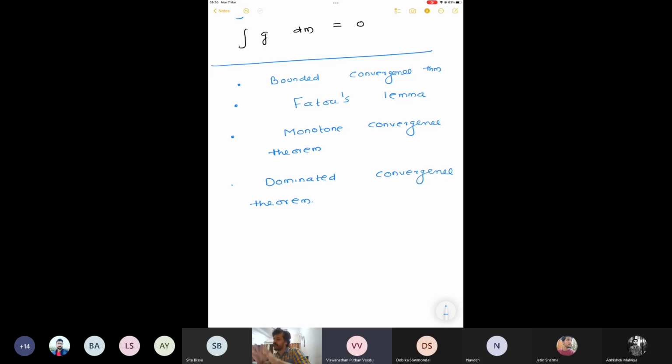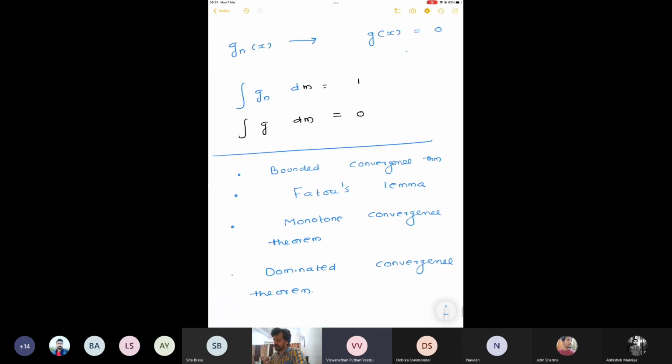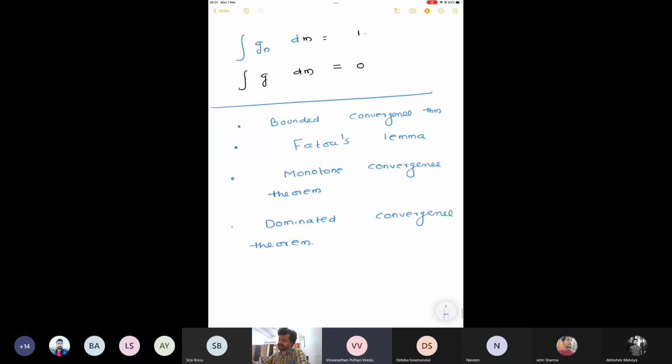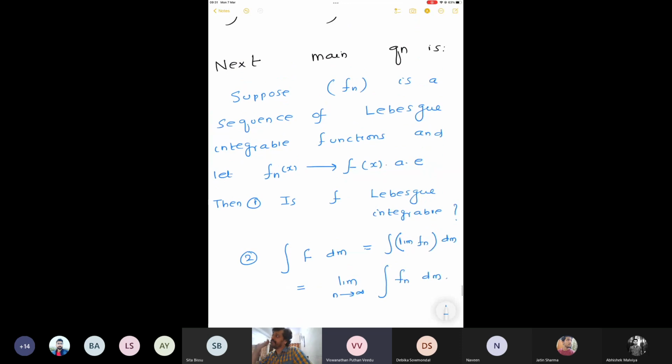So I have given you an overall picture of what we are going to do next. Maybe 1 or 2 classes may be needed to explain all these convergence theorems. So the basic question is this: if each fn is Lebesgue integrable and fn converges to f point-wise, is it necessary that f is Lebesgue integrable? And is it necessary that integral and limit can be interchanged? In other words, whether Lebesgue integration is stable with respect to point-wise limit.